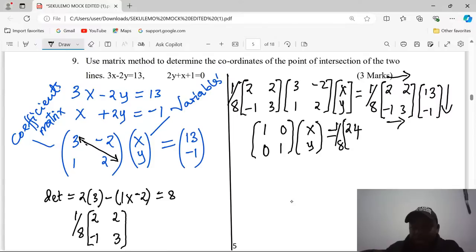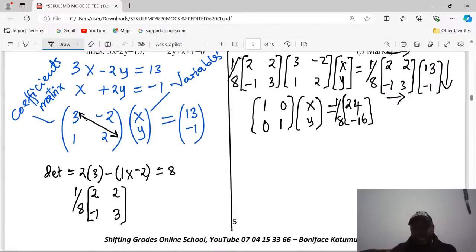Again, the other row here times the same column. So we will have negative 1 into 13, then plus 3 into negative 1. This is going to give us negative 16. We should again know on the left-hand side, a matrix multiplied by the identity matrix remains the way it is. You cannot change a matrix by multiplying it with the identity matrix. So XY has to remain as a matrix. It remains as it is.